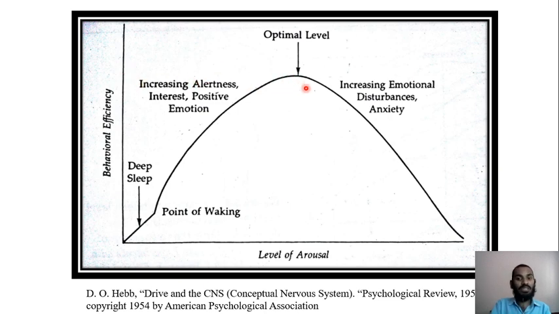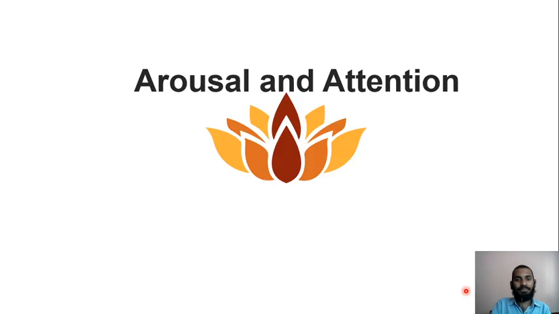And when it moves down, see what happens? There will be an increase in emotional arousal, disturbance, anxiety. When the level of arousal keeps moving to the right side, the level of arousal is increasing. As the level of arousal increases, our behavior efficiency decreases, and you may experience emotional disturbance and anxiety. So always remember, for better performance, you need an optimal level of arousal.